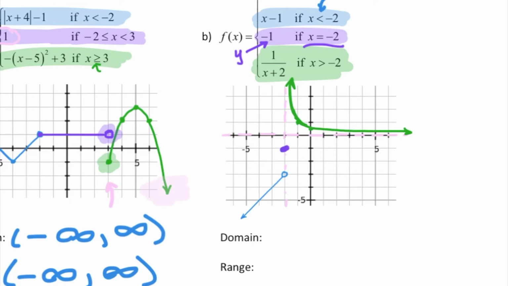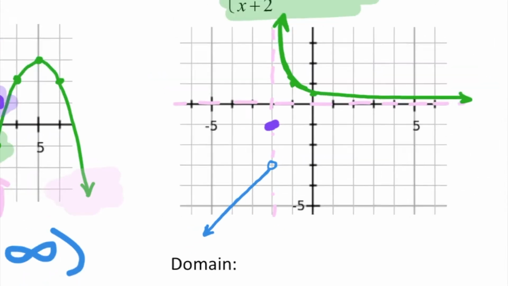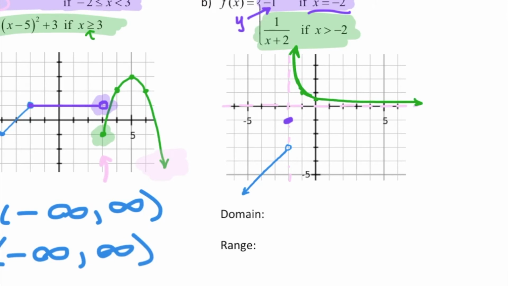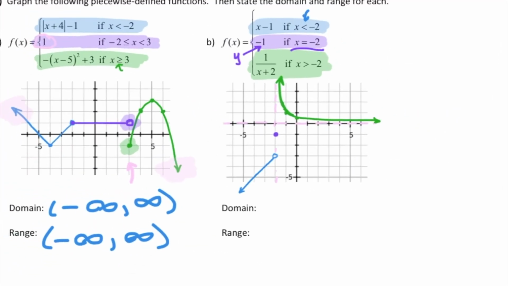I'm going to make it worse. I hope not. So there's that point in the middle. I can't live with it. I'm sorry. There. Hopefully that's a little bit better.